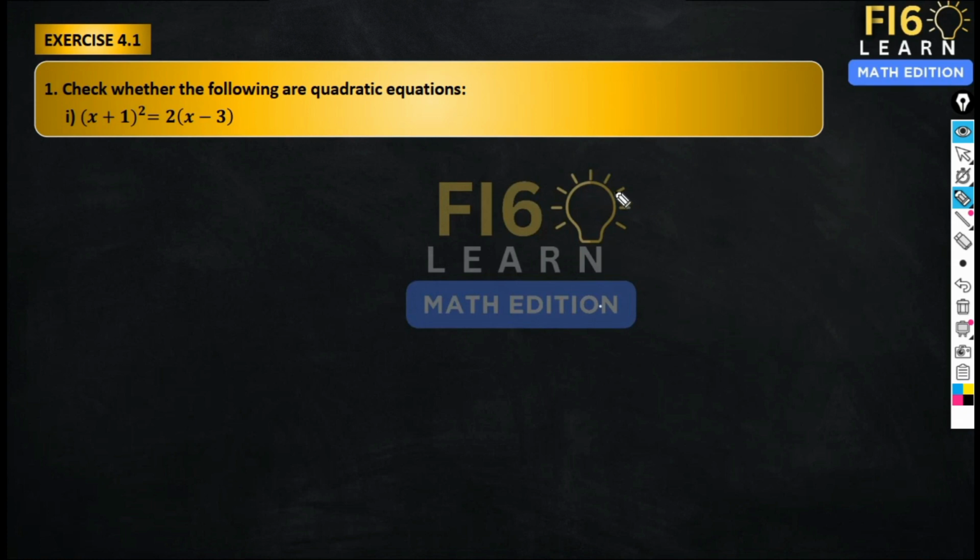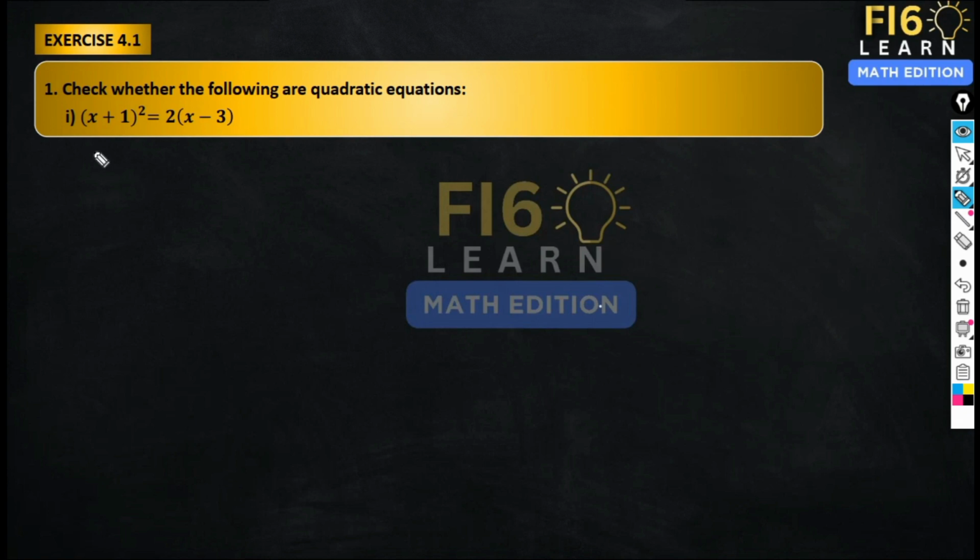Then we have to check whether the degree is equal to 2 or not. If it is equal to 2, then we can conclude that the given equation is a quadratic equation. If it is not equal to 2, then we can say it is not a quadratic equation. So that's what we are going to do for the first 8 questions. Let's go to the first question.